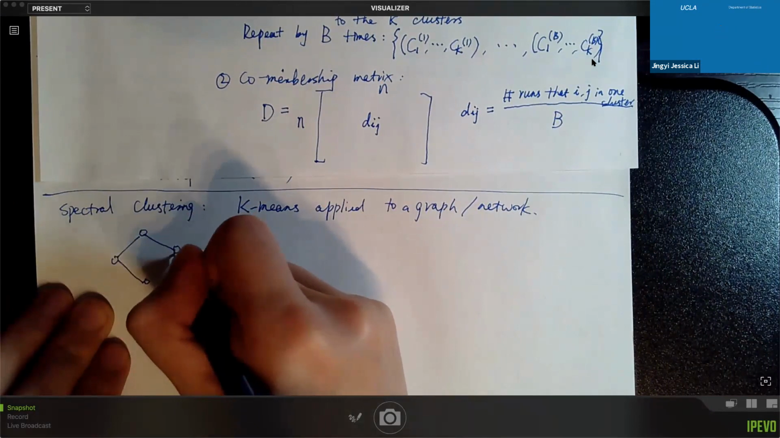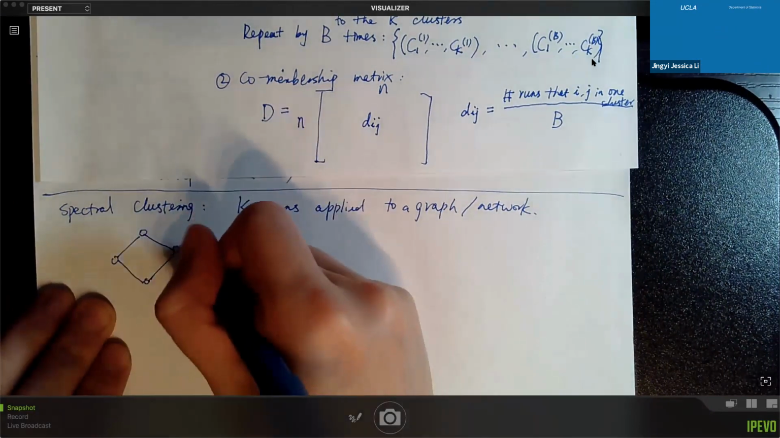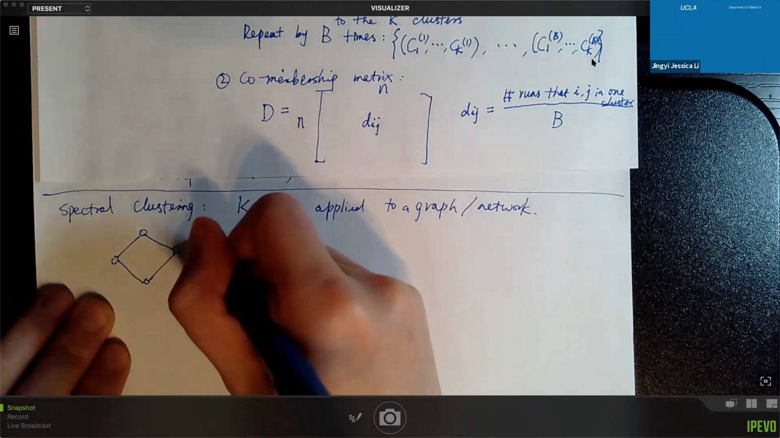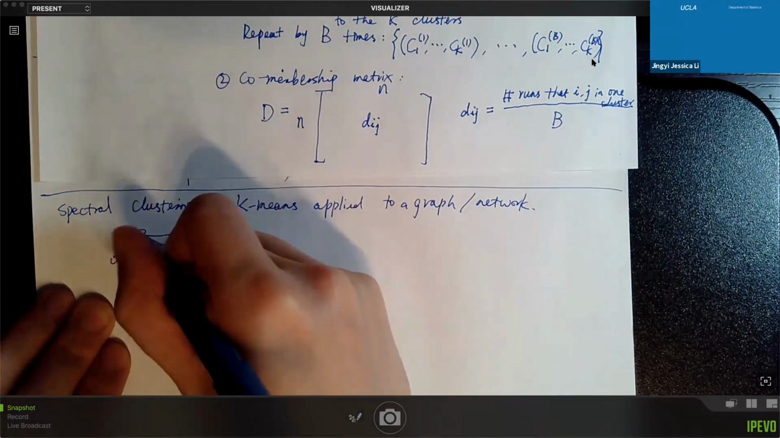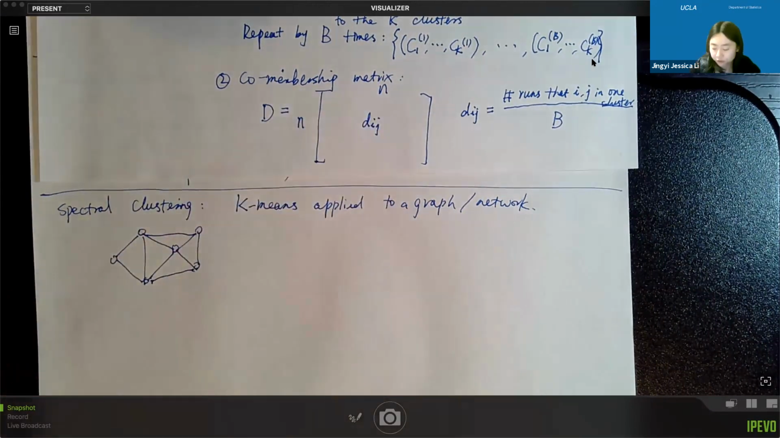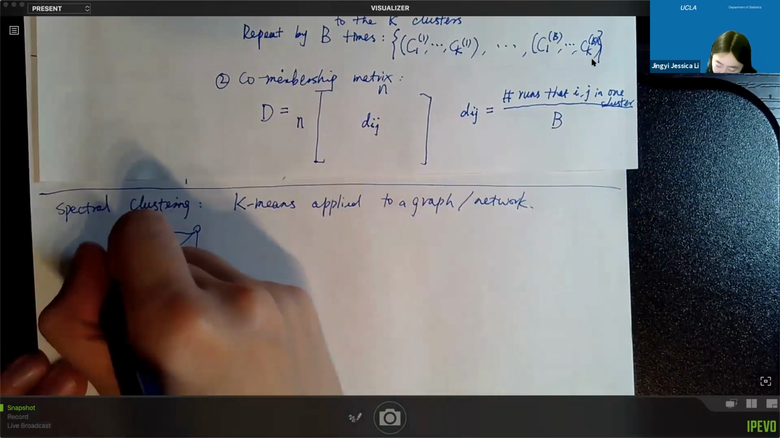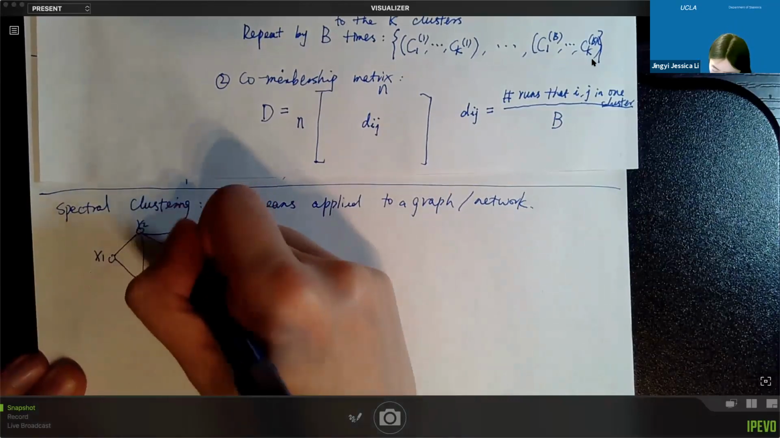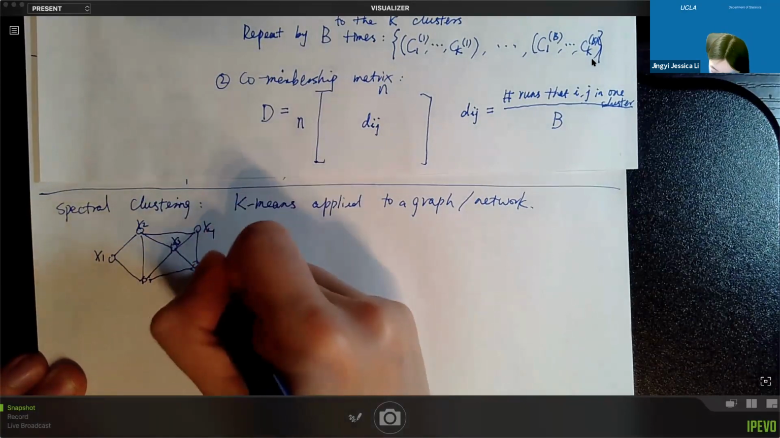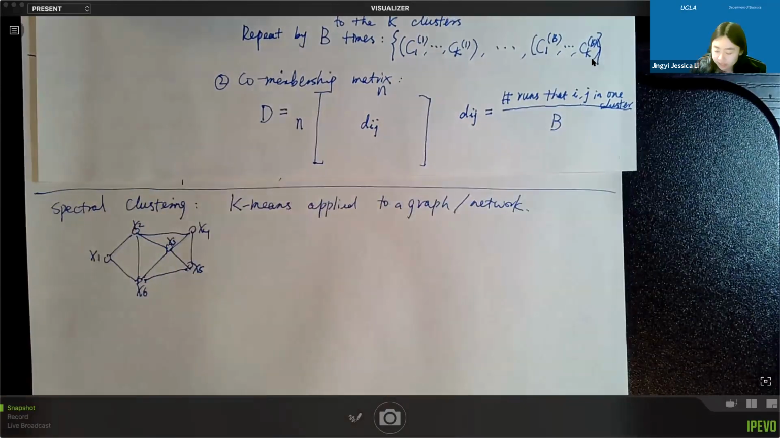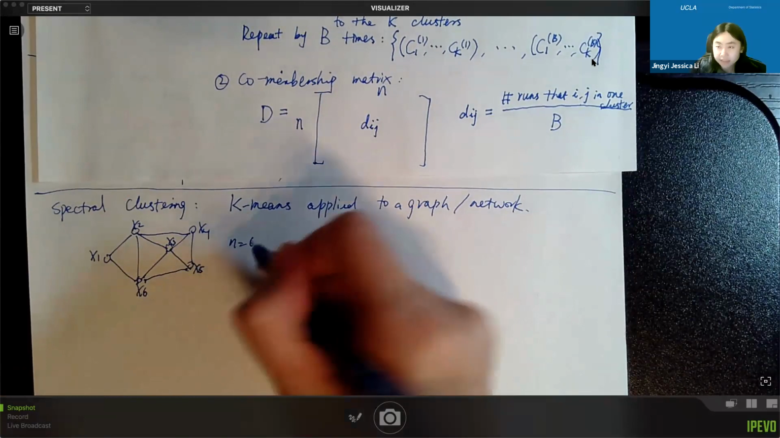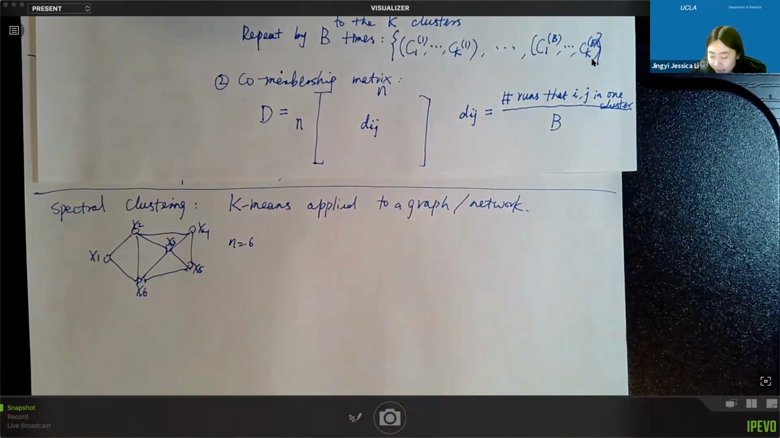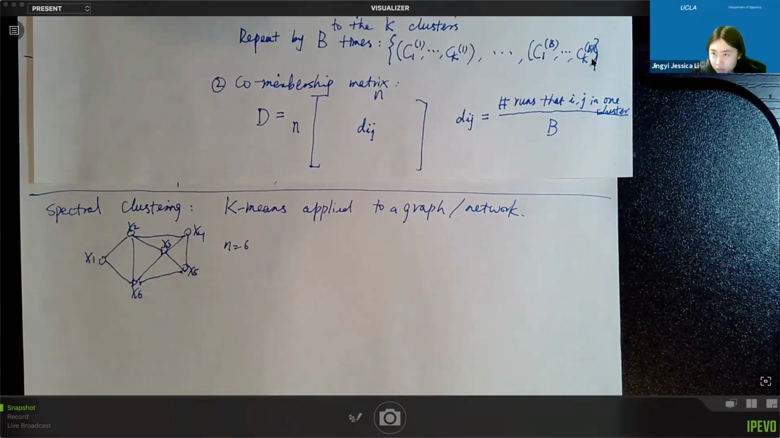Okay, so I'm just going to make up things here. For example, I can say that I have x1, x2, x3, x4, x5, x6. So I have 6 data points here. And the data I have is just a network structure. I know how they are connected with each other, but I don't know any other feature. So this is my data.